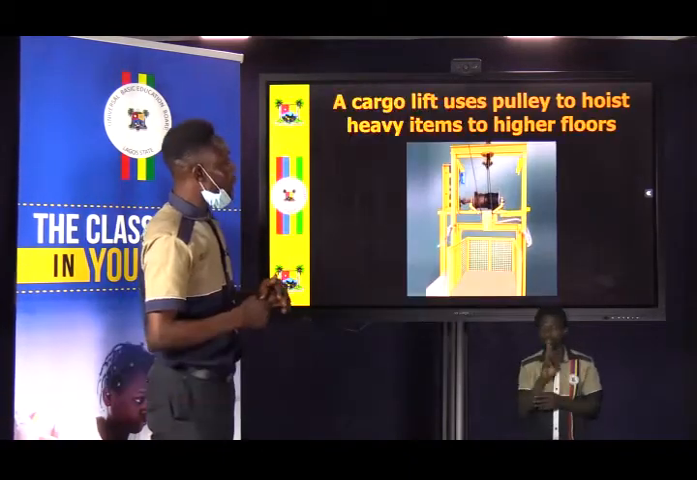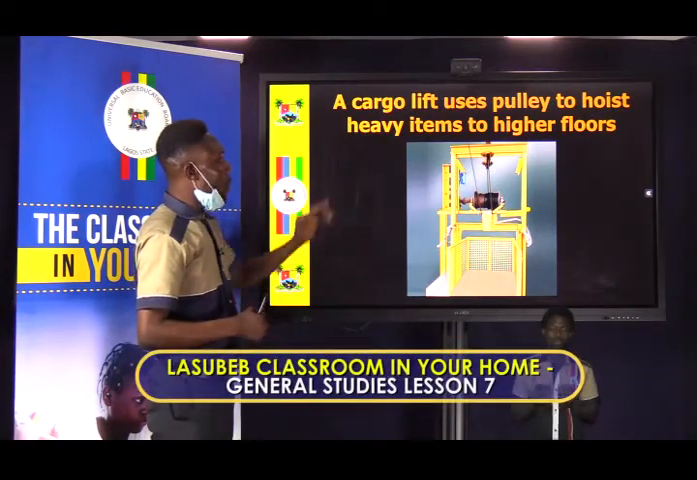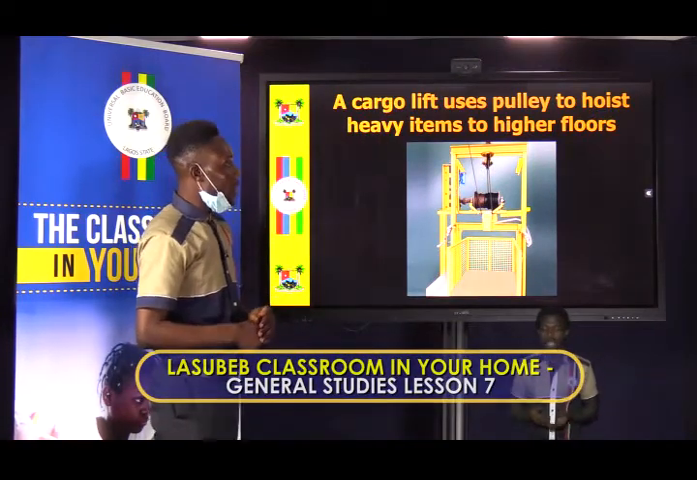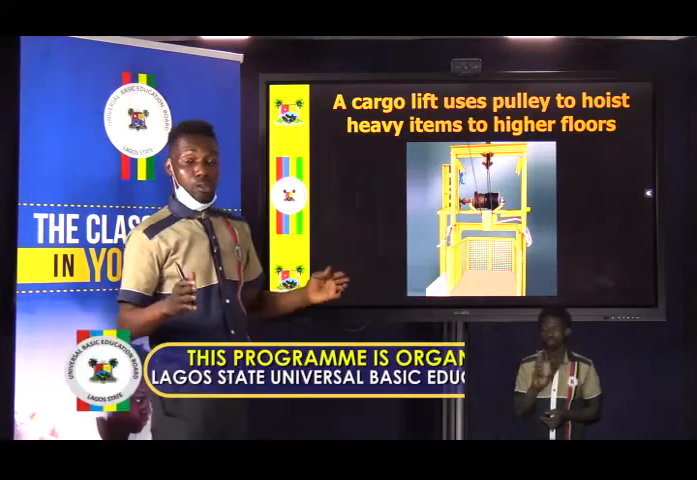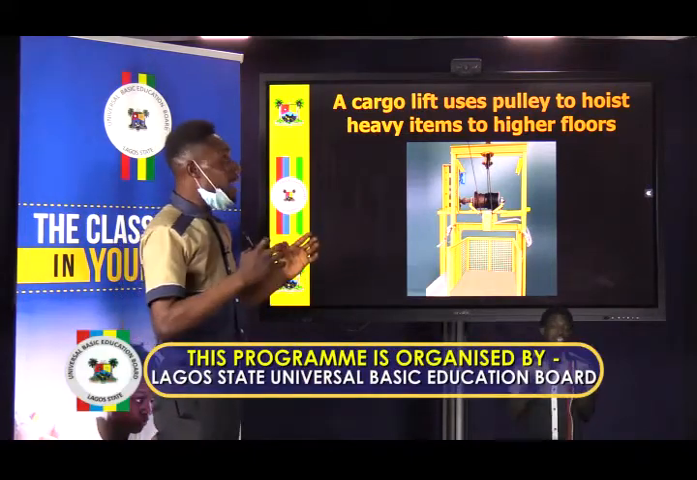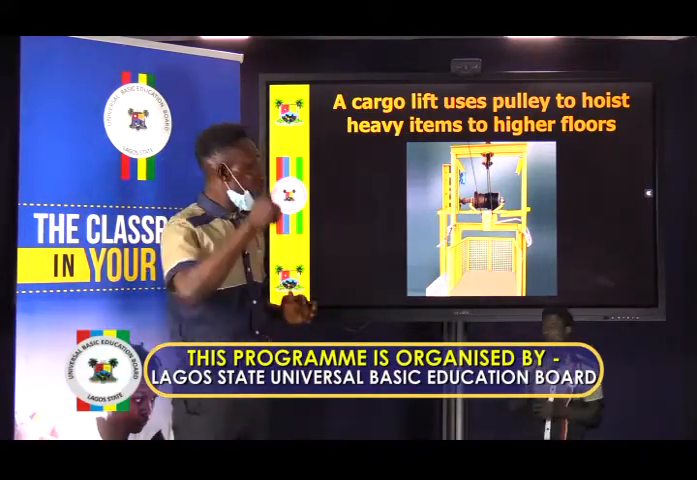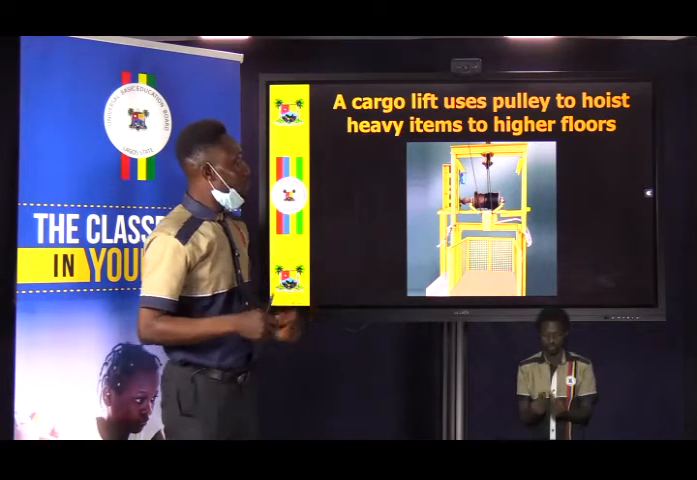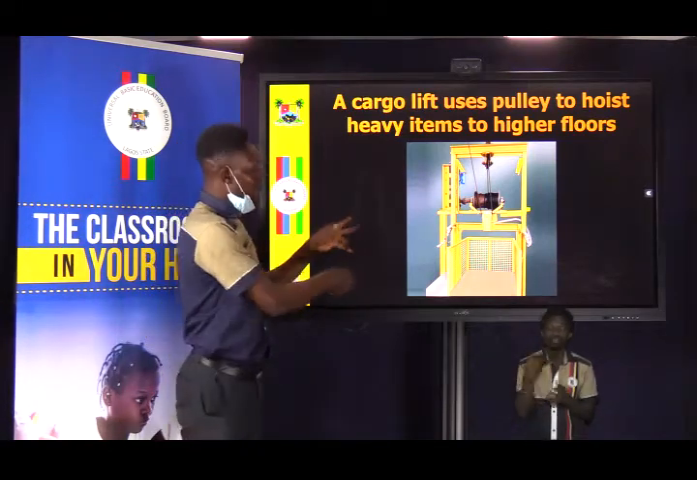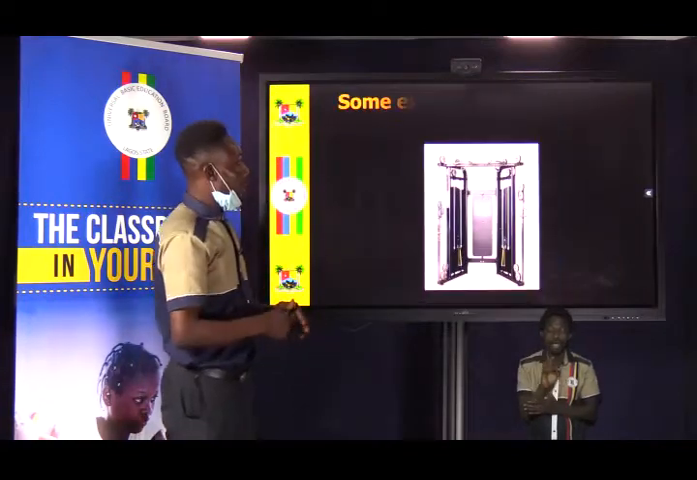Now the second one is a cargo lift, which uses pulley to hoist heavy items to a higher floor. Maybe in a construction site where they want to lift heavy objects or loads to a higher floor. So they make use of a cargo lift, and pulley is also applied here.